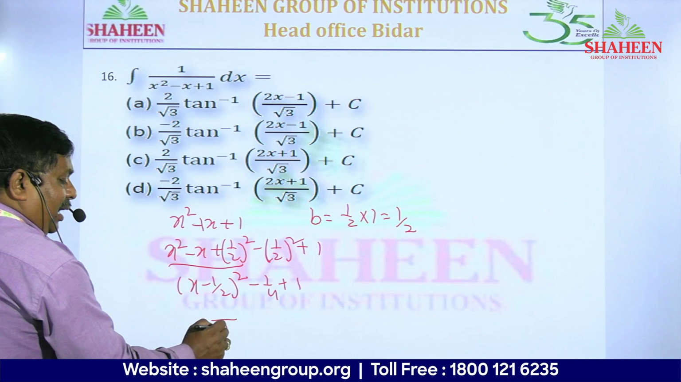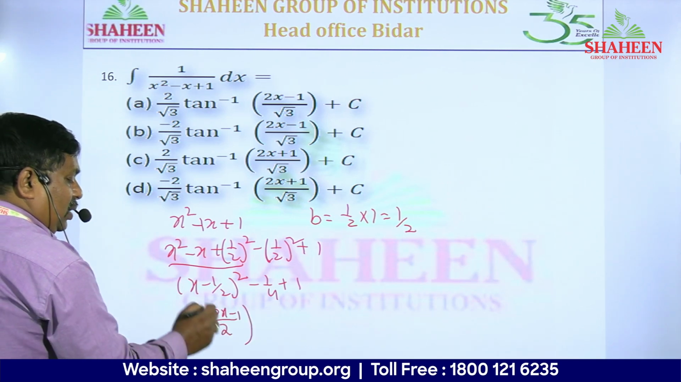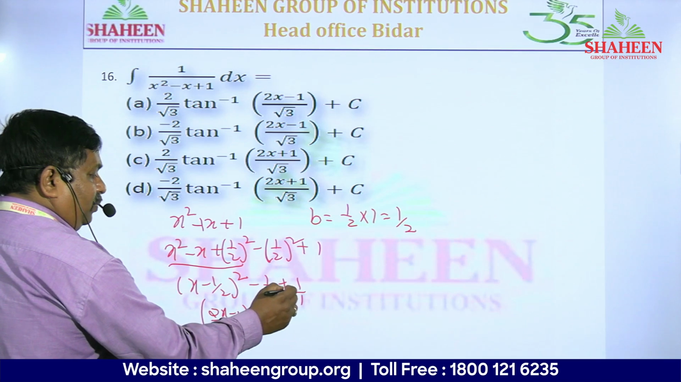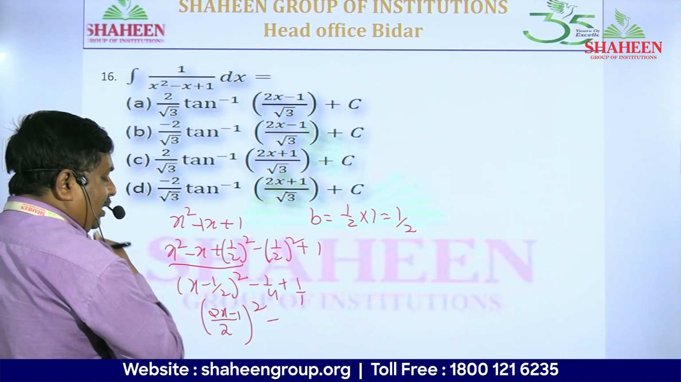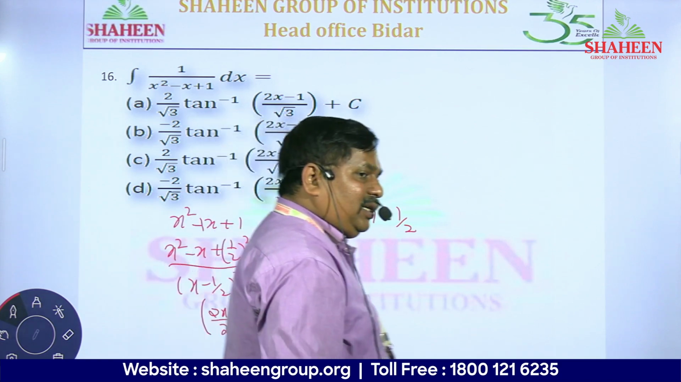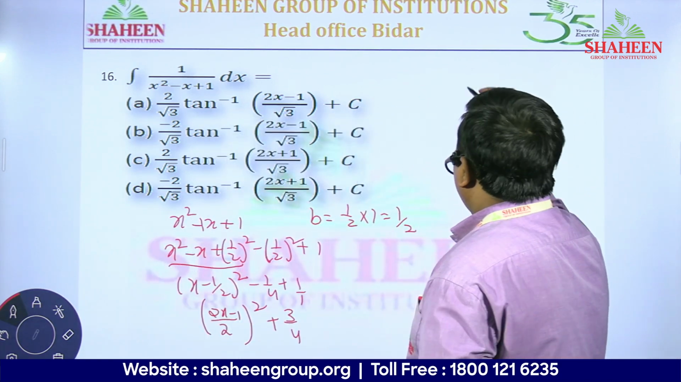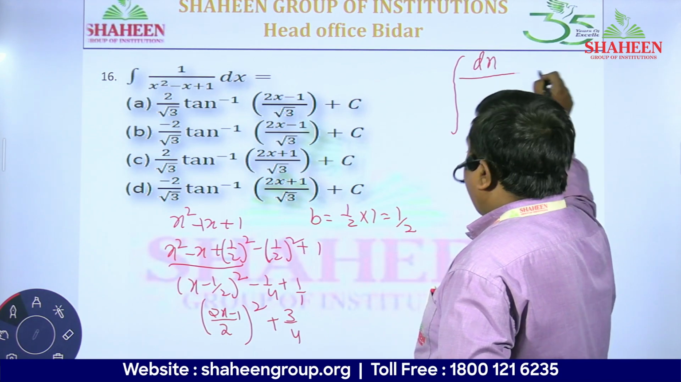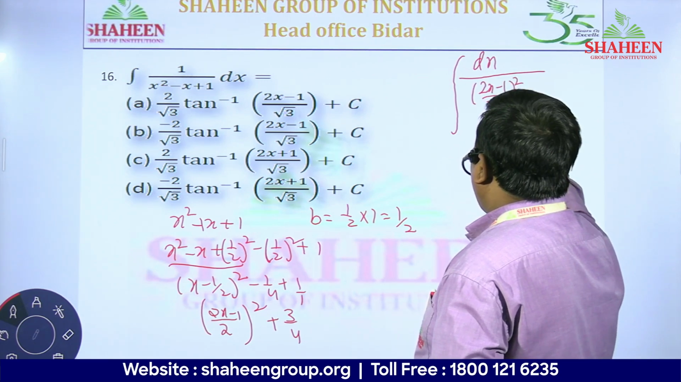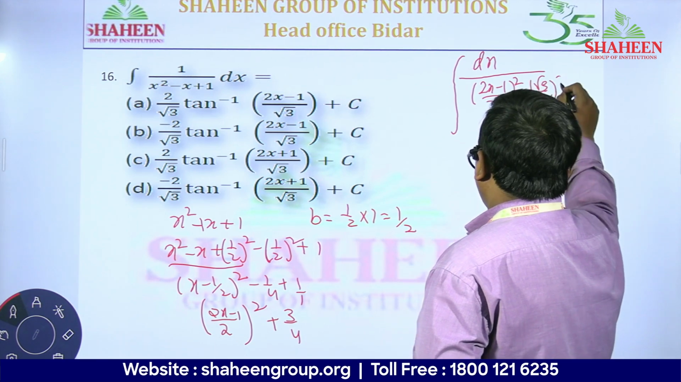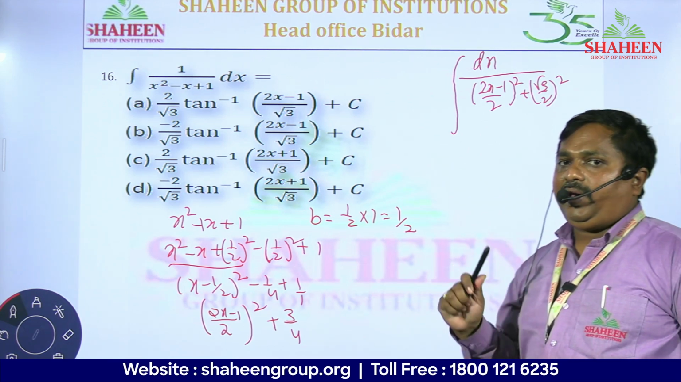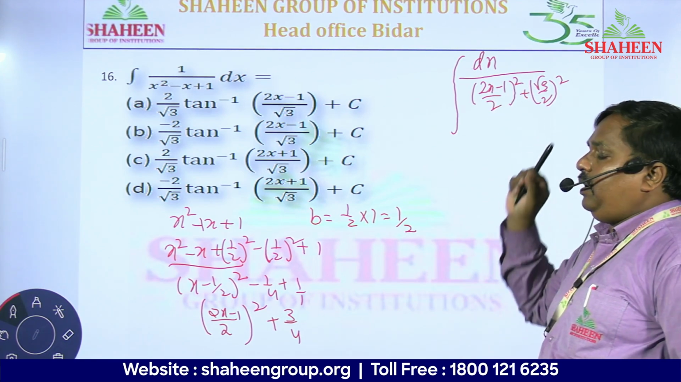On taking LCM, this becomes (2x minus 1) whole square over 4, LCM is 4, and 4 minus 1 is 3, so plus 3 by 4. And we can write this function as dx divided by (2x minus 1 by 2) whole square plus (root 3 by 2) whole square. 3 by 4 can be written as (root 3 by 2) whole square. If we write in this way, this becomes 1 divided by x square plus a square form.